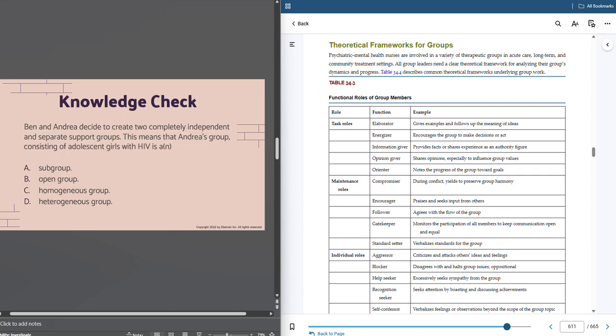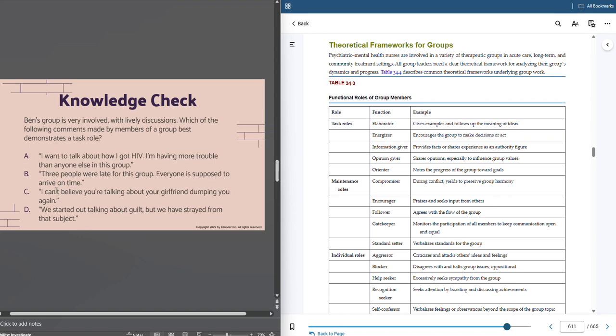Ben and Andrea decide to create two completely independent and separate support groups. This means that Andrea's group, consisting of adolescent girls with HIV, is a what? They are C, a homogeneous group because all members share central traits. Ben's group is very involved with lively discussions. Which of the following comments made by members of a group best demonstrate a task role? D. We started out talking about guilt, but we have strayed from that subject. This is keeping the group focused on the main purpose.